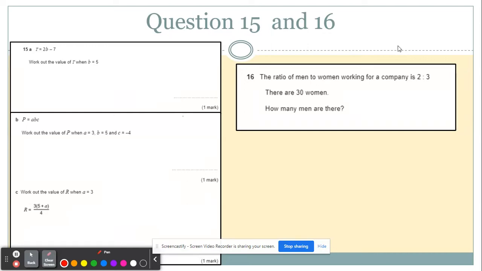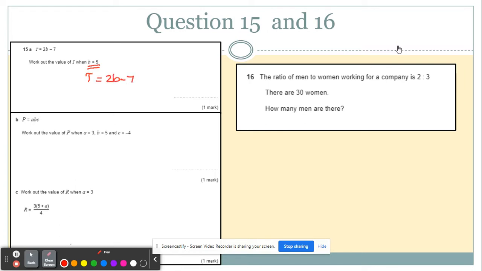Okay, question number 15. t is equal to 2b minus 7. This is a formula given. Work out the value of t when b is equal to 5. This question is about substituting the values into a formula. The formula is t is equal to 2b minus 7.